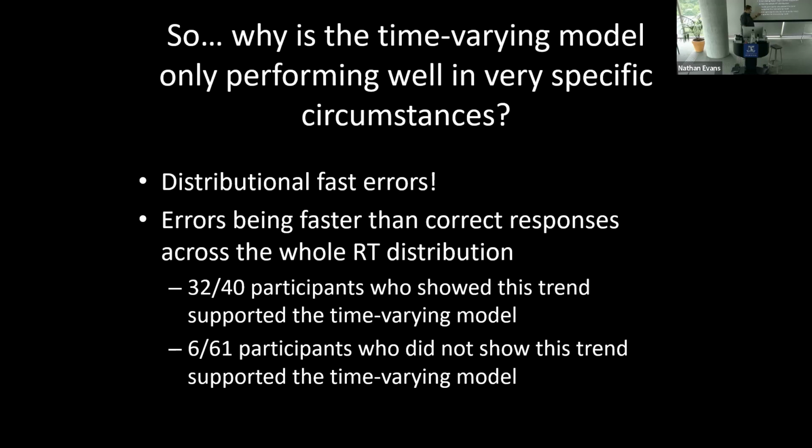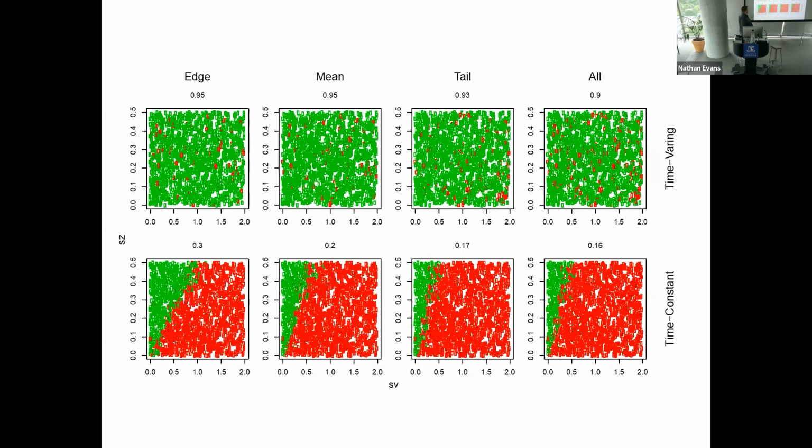But yeah, only 6 of 61 who didn't show this trend varied the time varying model, right? So proportionally, that seems to make sense. But when I did some more intensive simulations, these simulations weren't super intensive, and my God, the plots came out awful. Anyway, the key point here is that green reflects situations where we're getting these distributional fast errors, right? Red reflects situations where we're not getting distributional fast errors.